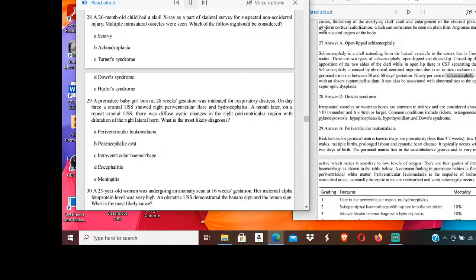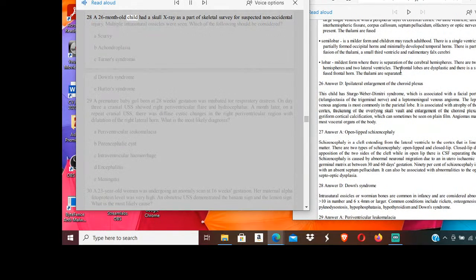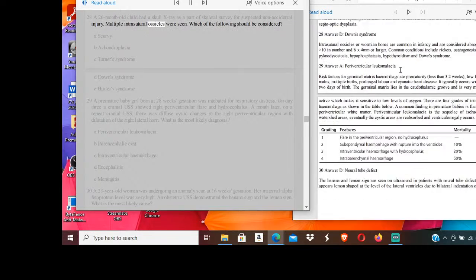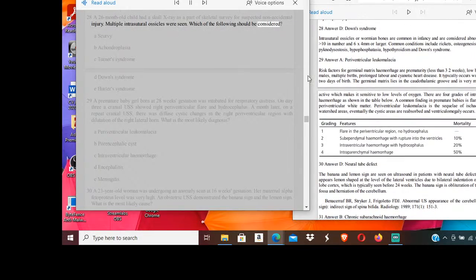A 6-month-old child had a skull X-ray as part of a skeletal survey for suspected non-accidental injury. Multiple intrasutural ossicles were seen. Which of the following should be considered? A. Scurvy. B. Achondroplasia. C. Turner's syndrome. D. Down syndrome. E. Hurler's syndrome.